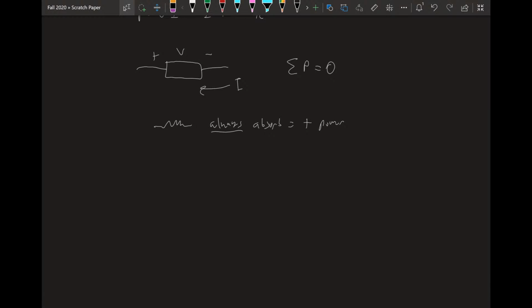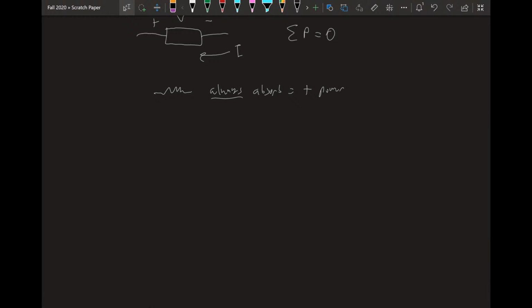Speaking of sources, there are two main types, voltage and current. Each of them comes in two different flavors: independent sources and dependent sources. A voltage source keeps a constant voltage between its terminals, no matter what current is flowing through it. A current source is the opposite. It keeps a constant current between its terminals, no matter what voltage is across it.